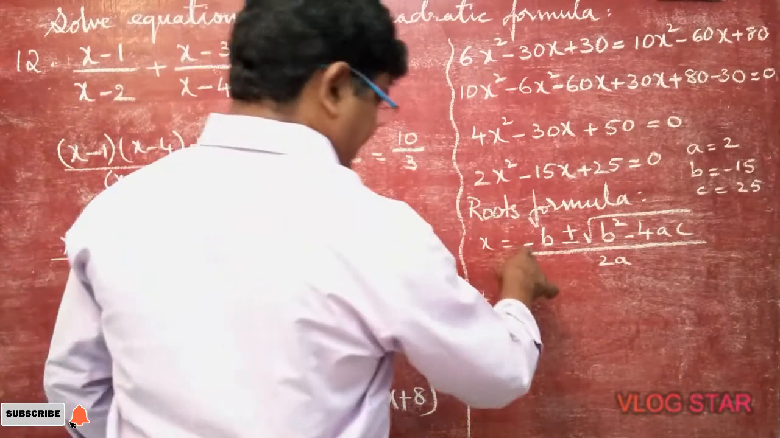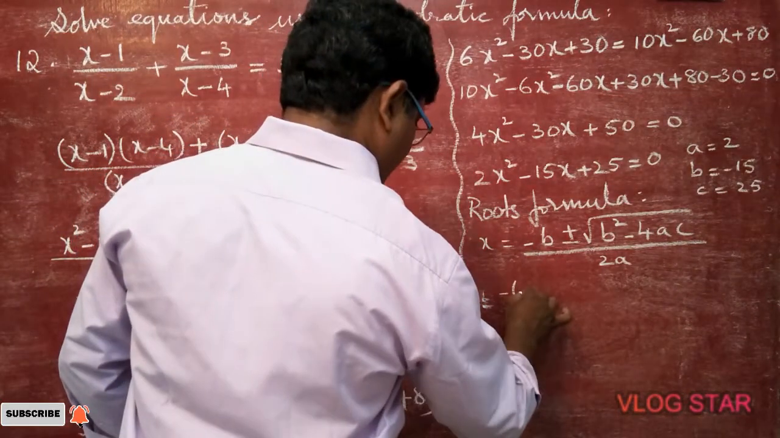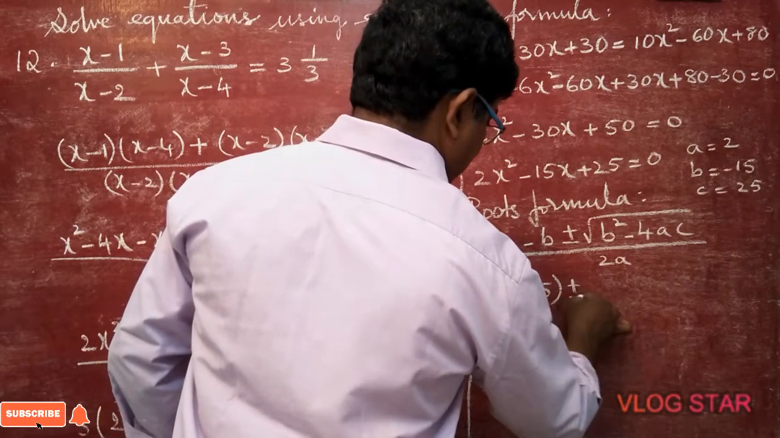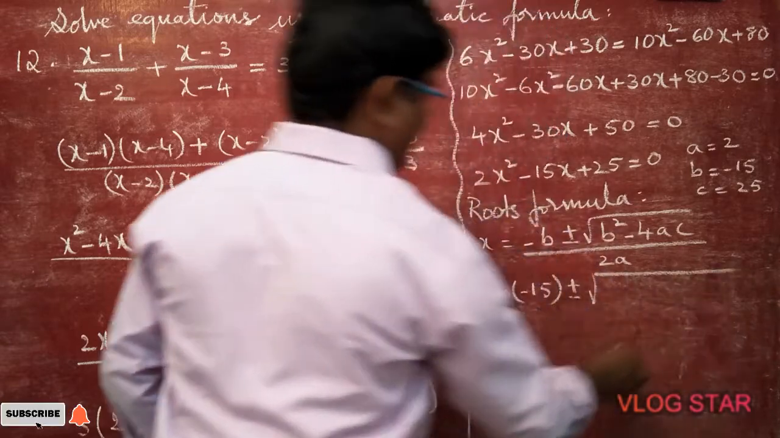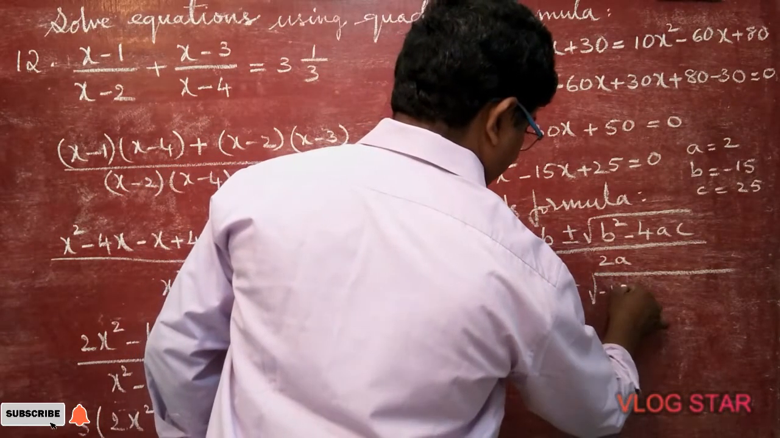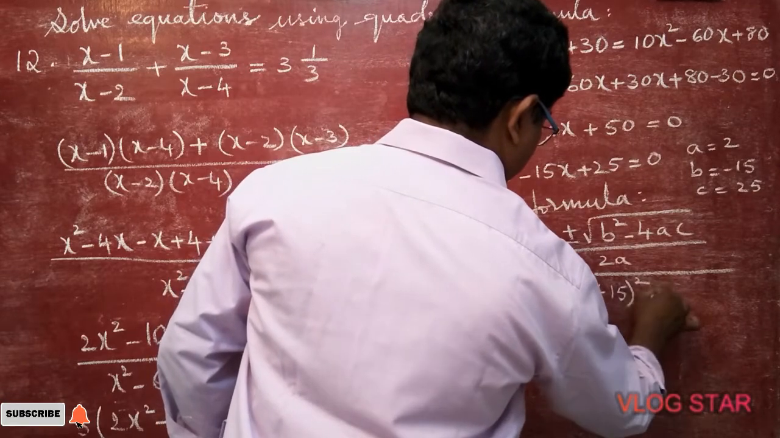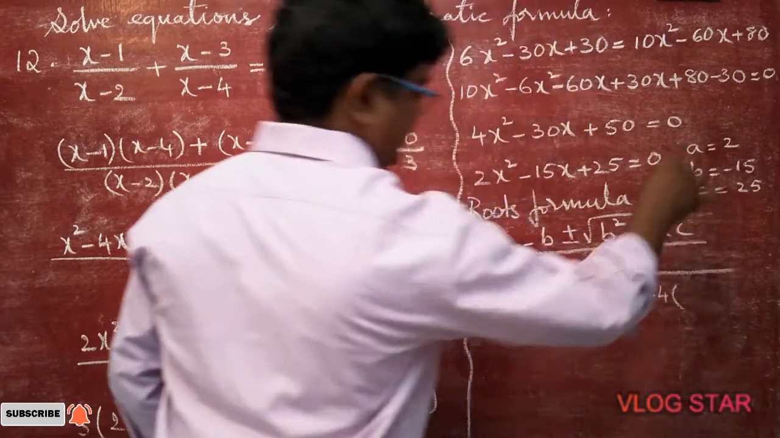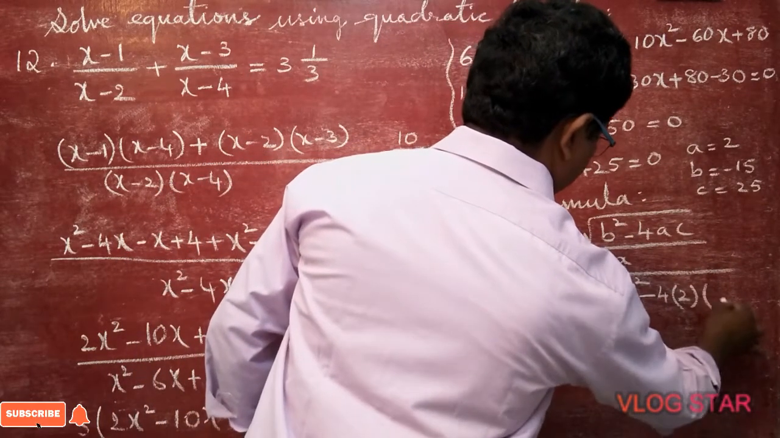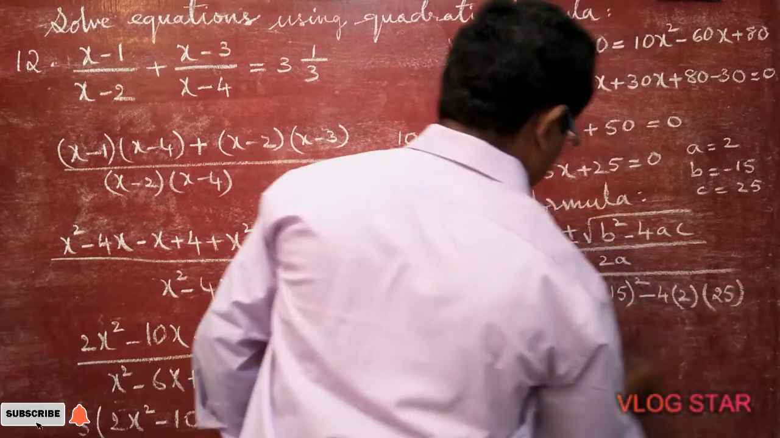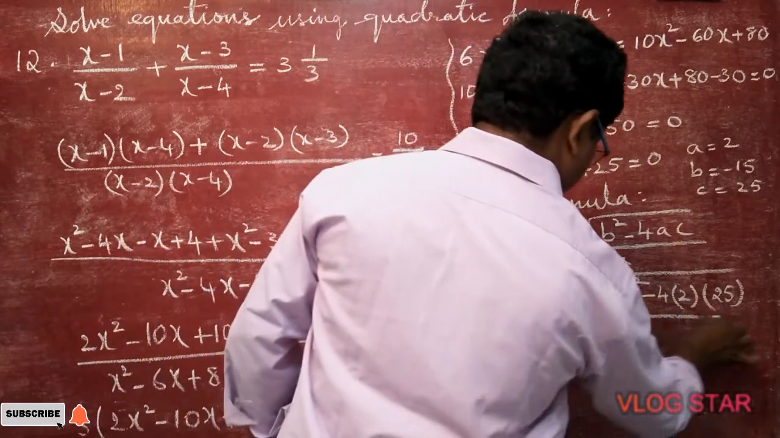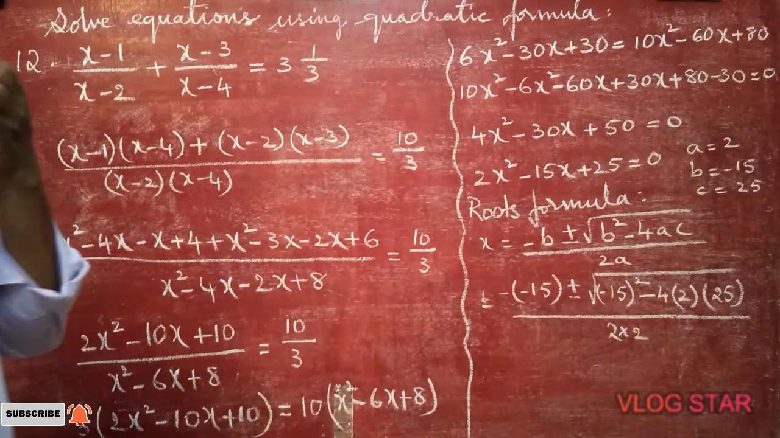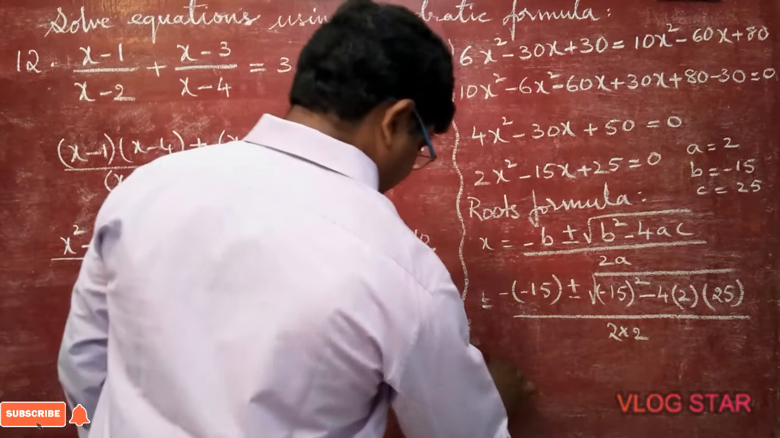In the place of minus b, minus of minus 15, plus or minus square root of b square, minus 15 whole square, minus 4ac, minus 4, what is a? 2, into what is c? 25, divided by 2a, 2 into 2. Able to follow? Now, minus into minus is plus.